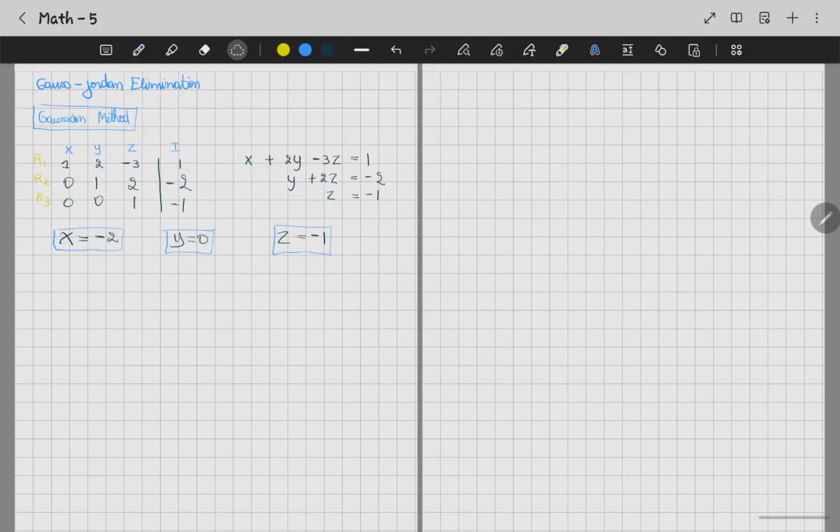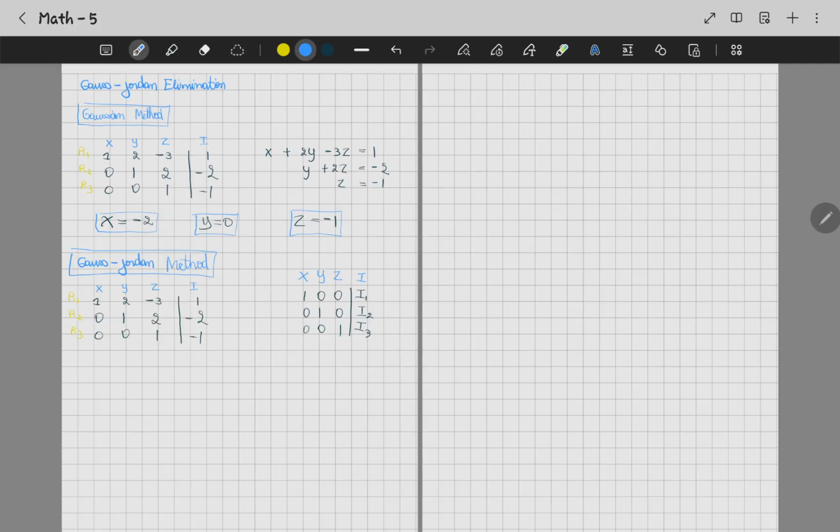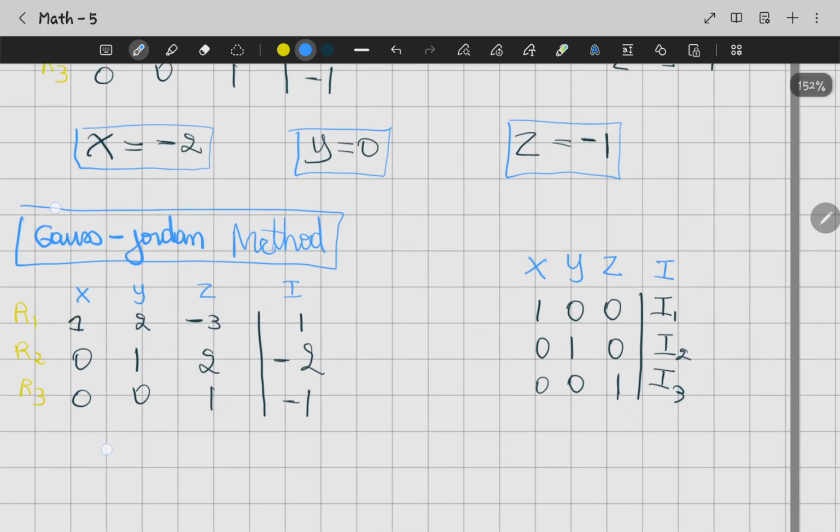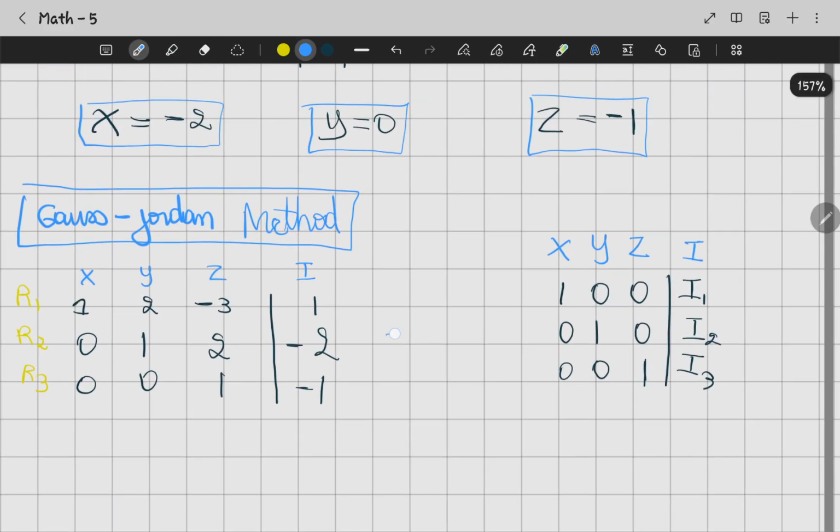The Gauss-Jordan elimination method. Then, as you can see, this is what we had before. And what is the Jordan elimination method? Now, this is what we need to do. This is actually what we need to get into the final result. And just to correct you, what we will get here will be x, y, z.